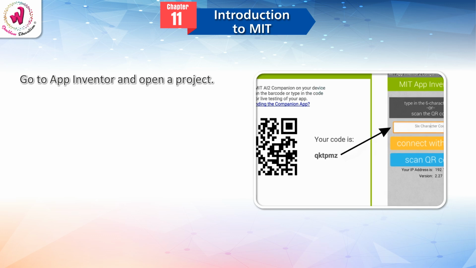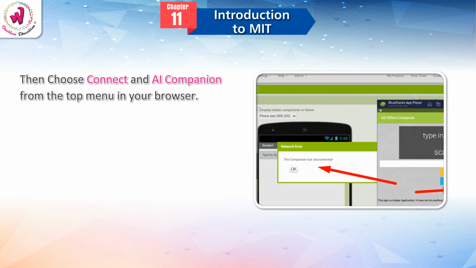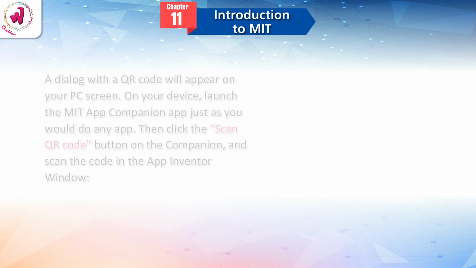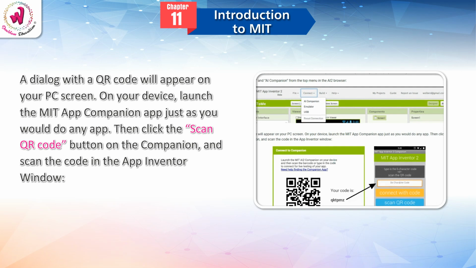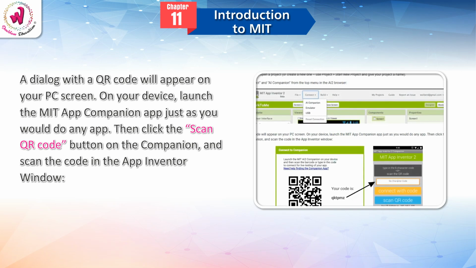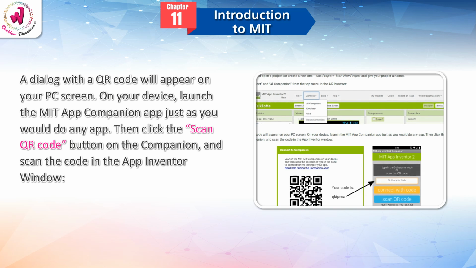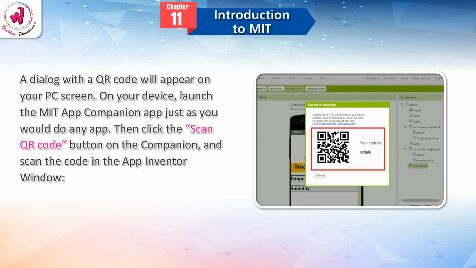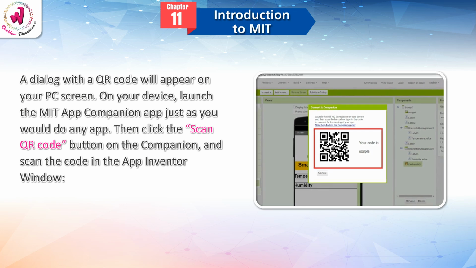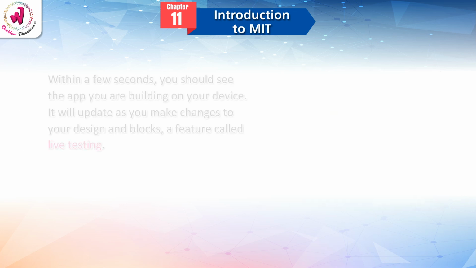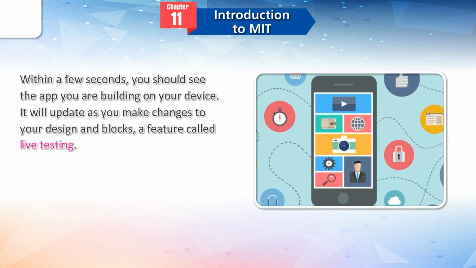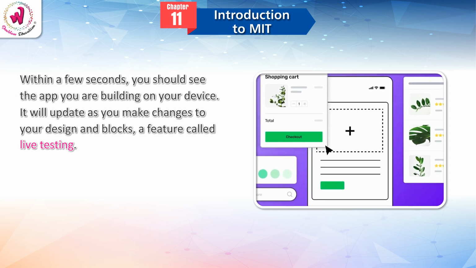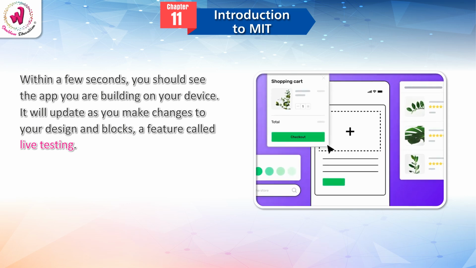Go to App Inventor and open a project. Then, choose Connect and AI Companion from the top menu in your browser. A dialog with a QR code will appear on your PC screen. On your device, launch the MIT App Companion app just as you would any app. Then, click the Scan QR code button on the companion and scan the code in the App Inventor window. Within a few seconds, you should see the app you are building on your device. It will update as you make changes to your design and blocks, a feature called live testing.